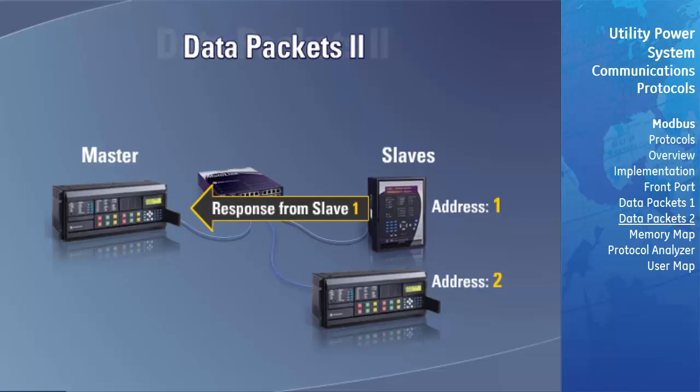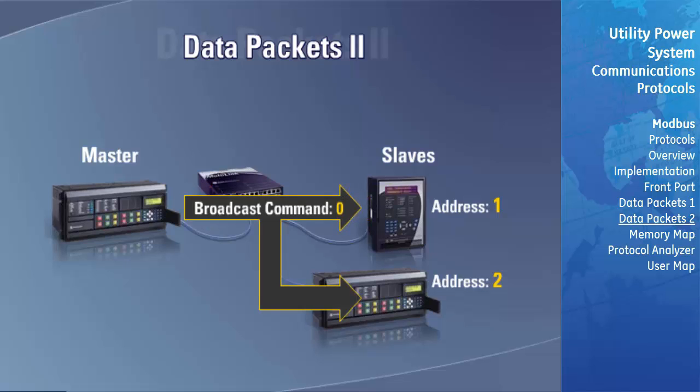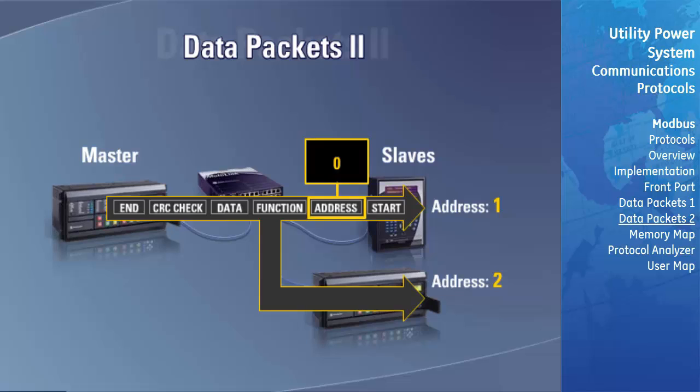When the slave sends its response, it places its own address in the address field of the response data packet to let the master know which slave is responding. When the master sends a broadcast command, the address field will contain 0. All slaves will recognize this as a broadcast command and will take the command action. None of the slaves will send a response to the master. Within GE multilin relays, the broadcast address is only recognized when the second field, which is the function code field, contains function code 05 hexadecimal, or hex. For GE multilin relays, a packet with a broadcast address of 0 and a function code other than 05 hex will be considered invalid and will be ignored.